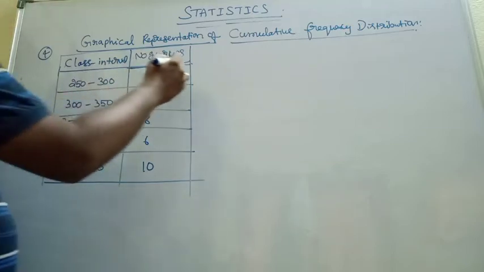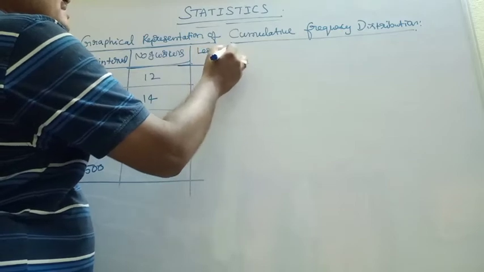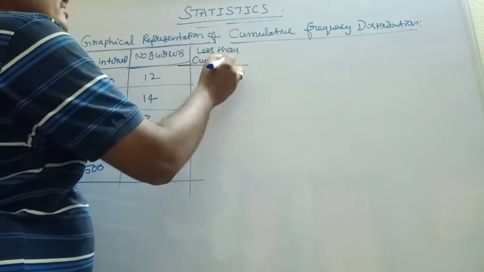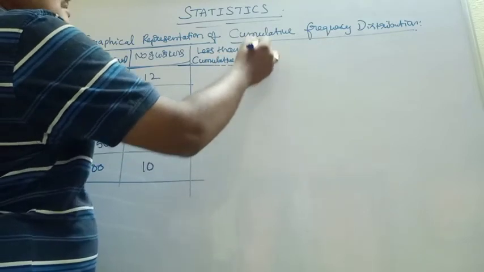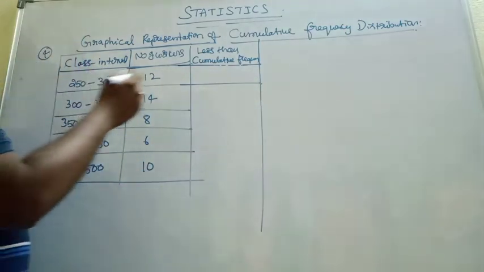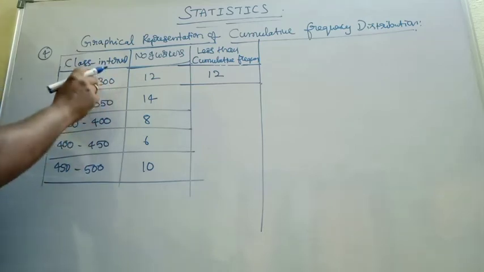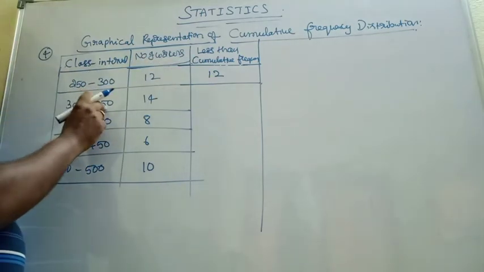Now you see, let us write the less than cumulative frequency here. Less than cumulative frequency. Now, less than 300, how many laborers are there? 12. Less than 350, what does that mean?